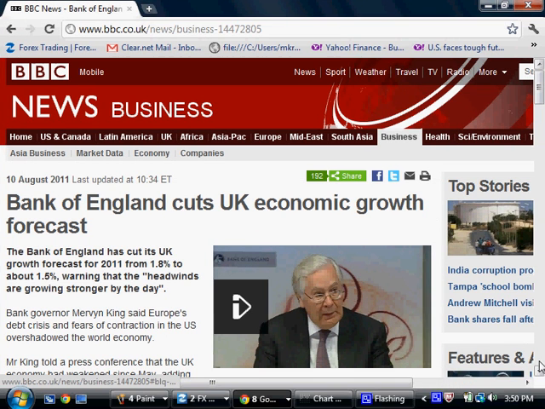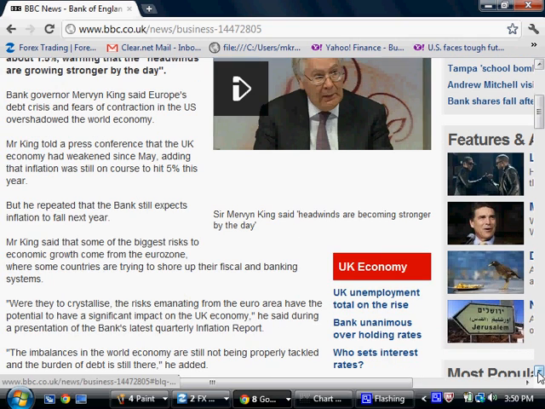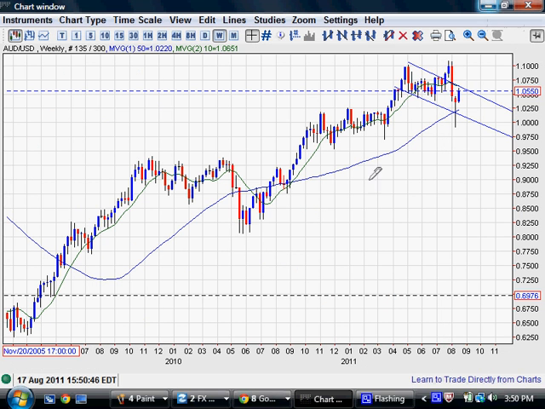They voted unanimously to keep rates lower, and they might even start quantitative easing again. And Mr. King of the Bank of England had said that some of the biggest risks to economic growth come from the Eurozone, and the risks have the potential to have a significant impact on the UK economy. And the Bank of Canada has said this, as well as, of course, our Federal Reserve, which is continuing to monitor this situation very closely.